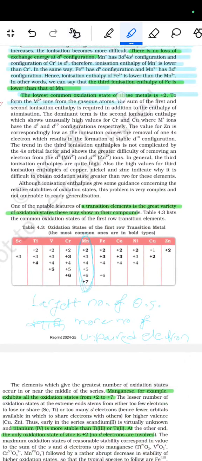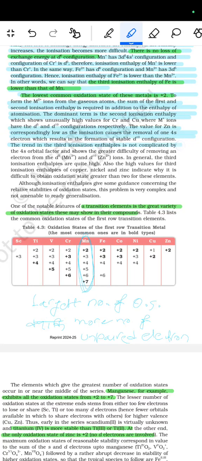To form the M2+ ions from the gaseous atom, the sum of the first and second ionization enthalpies is required in addition to the enthalpy of atomization. The dominant term is the second ionization enthalpy, which shows unusually high values for Cr and Cu, where the M+ ions have the d5 and d10 configurations respectively. The value for Zn is correspondingly low as the ionization causes the removal of a 4s electron, which results in the formation of the stable d10 configuration.